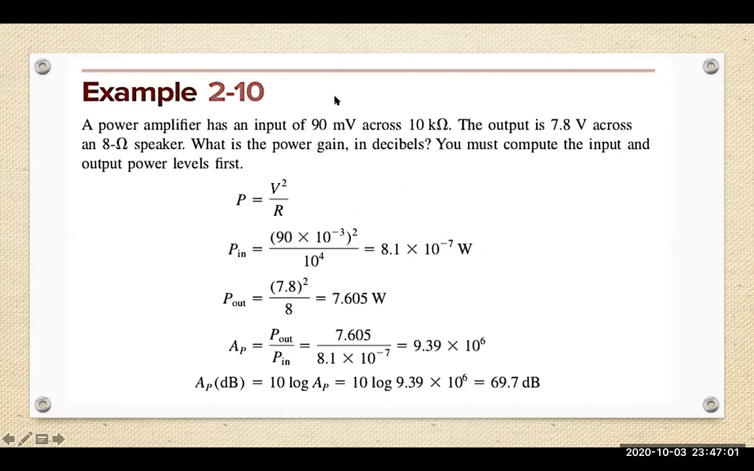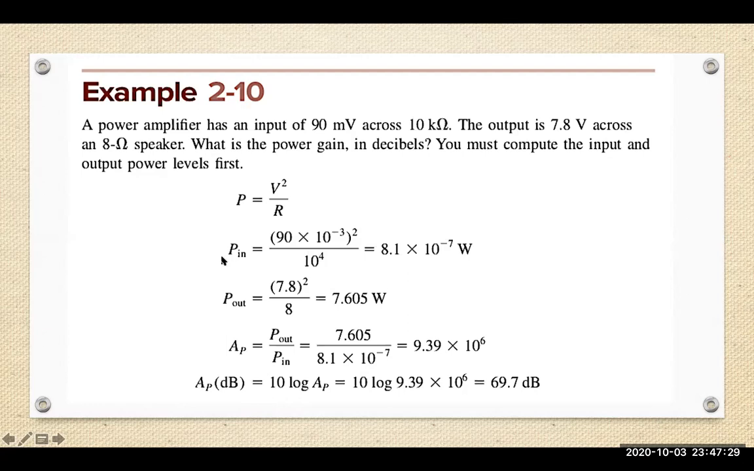Now the next example here, a power amplifier has an input of 90 millivolts across 10 kilo ohms. The output is 7.8 volts across the 8 ohm speaker. What is the power gain in decibels? You must compute the input and the output power levels first. All right, so recall the formula for the power in terms of the voltage and resistance. Power is equal to V squared over R using Ohm's law.